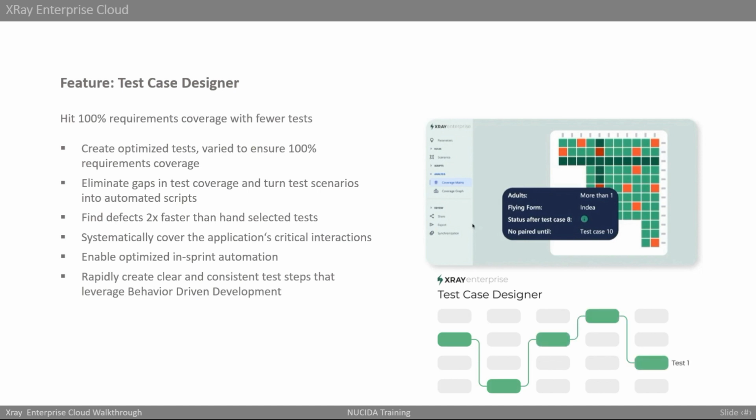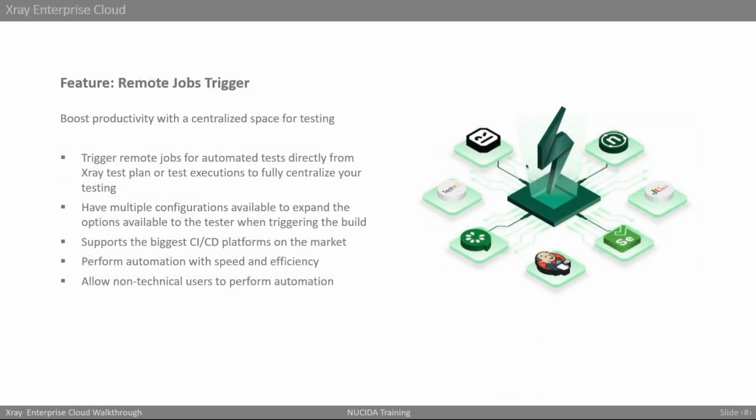fewest possible tests. In the bottom right corner of this slide, you can see a representation of traditional test cases versus the Test Case Designer, where you are able to test 100% of the functional interactions every time with less steps. Again, avoiding wasteful repetition while systematically covering all user-specified requirements and all the application's critical interactions with the lowest possible number of tests. Moving on to remote jobs triggering.